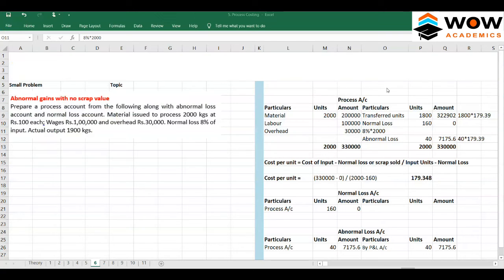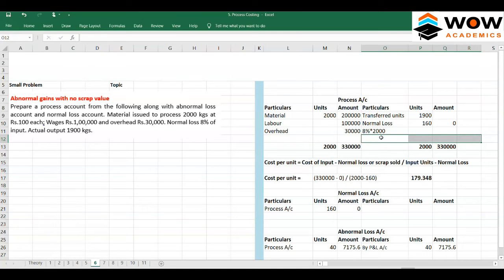So we'll start here. The sum is similar to the sum we copied. It is 2000 of materials, 2 lakhs is the amount, 1 lakh wages, 30,000 is the overhead, and for transferred units, the actual output is given, so that is 1900 units, and normal loss is 8% of the input, same as what we had. There's no scrap value in the sum, so again this would be 0. We have to find out the abnormal loss or gain.